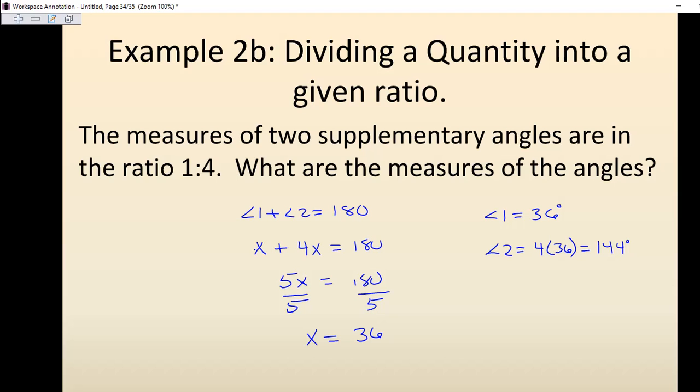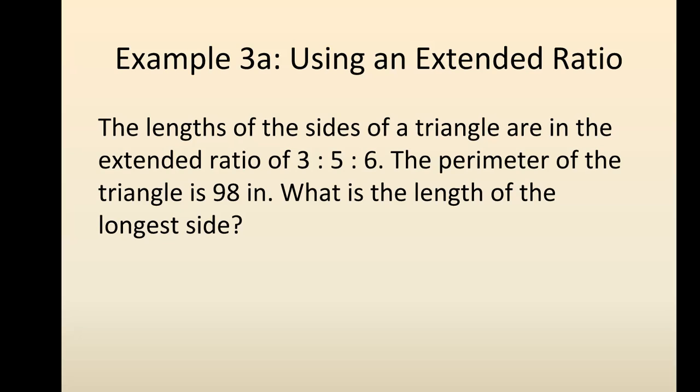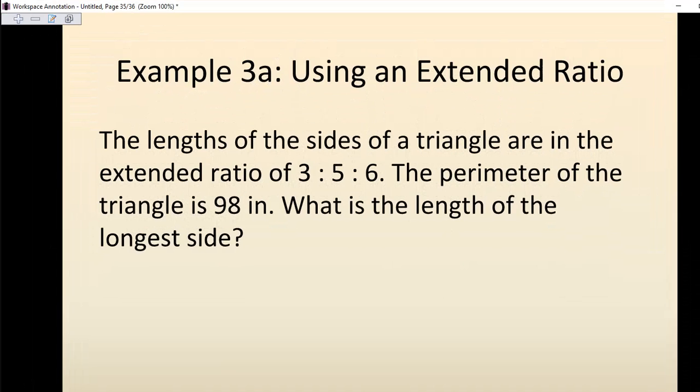So let's try one giving us another total, a perimeter. The lengths of the sides of the triangle are in the extended ratio of 3 to 5 to 6. Since we have three sides of a triangle, that's why we have 3 ratios. The perimeter of the triangle is 98 inches. What is the length of the longest side? Now, since 6 is our biggest ratio, that means this number is going to help us find our longest side. But before we can do that, we have to find out what is that number that we're going to multiply by each one of these, that when we add them up, it's going to be 98.